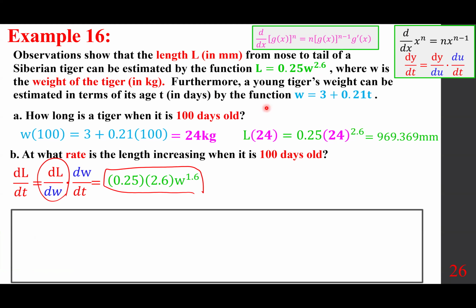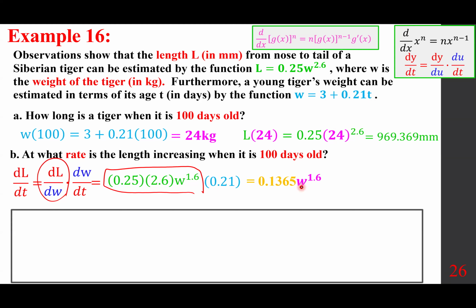What about dW/dt? That means take the derivative of this function with respect to t, which gives you just 0.21. If you multiply 0.25, 2.6, and 0.21, you get 0.1365 W. And notice you could change the W to this and make it a function of t.